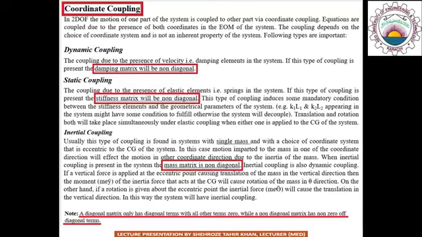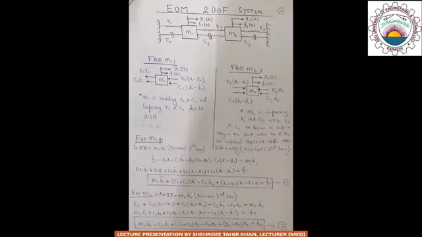In the next step, we will discuss how to formulate the equations of motion for 2 degree of freedom systems. Consider a 2 degree of freedom system as shown in the figure, in which there are two masses attached to two different stiffness and damping elements. The two masses are vibrating in the x direction with different displacements, that is x1 of t for mass m1 and x2 of t for mass m2.